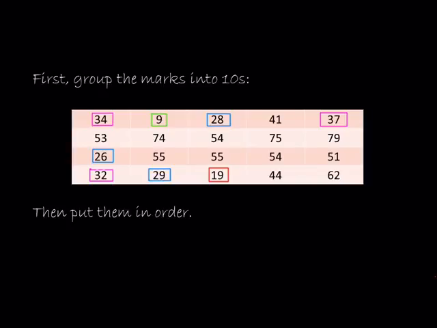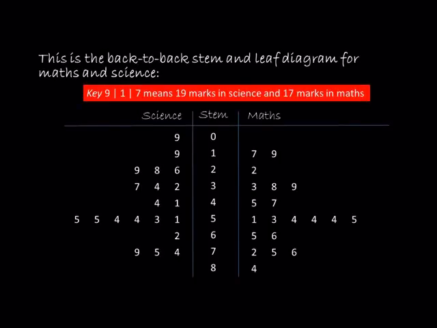So continuing to group them in tens and put them in order, and then we can write them onto our back-to-back stem and leaf diagram. So on the right-hand side, we have the maths marks from our first set of data, and on the left-hand side, you can see now the science marks from the second set of data. We have changed our key slightly because of our back-to-back stem and leaf diagram. So 9, 1, 7 means 19 marks in a science test and 17 marks in the maths test.